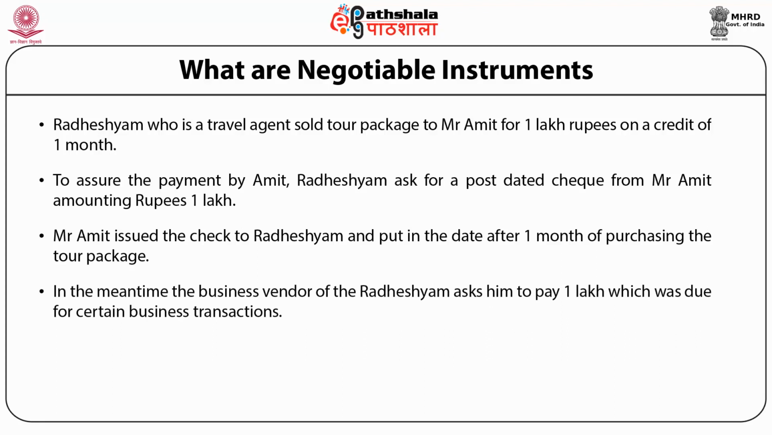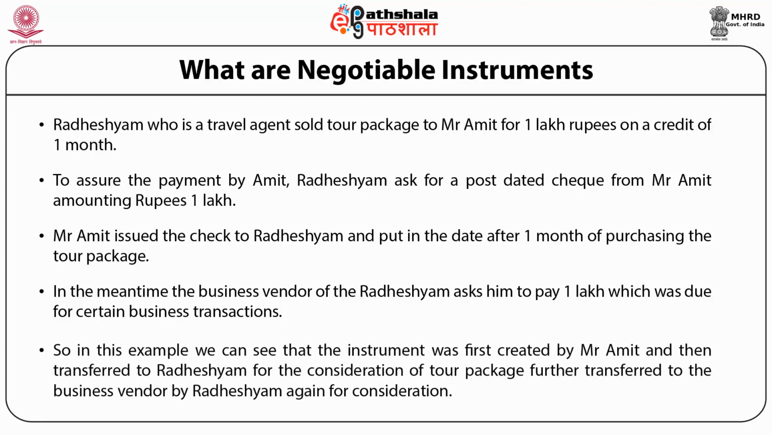In the meantime, the business vendor of Radheshyam asked him to pay 1 lakh which was due for certain business transactions. Radheshyam handed over the cheque given to him by Amit against the payment. So, in this example, we can see that the instrument was first created by Mr. Amit, then transferred to Radheshyam for the consideration of the tour package. Further, it was transferred to the business vendor by Radheshyam again for consideration. The process of transferring this instrument can go on till the last payment is made.